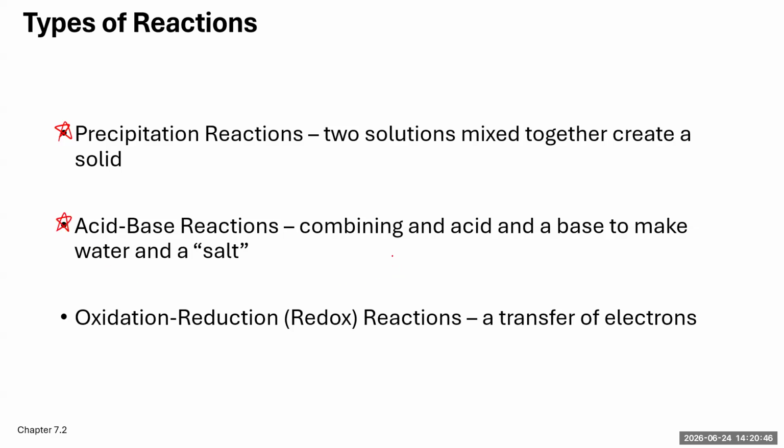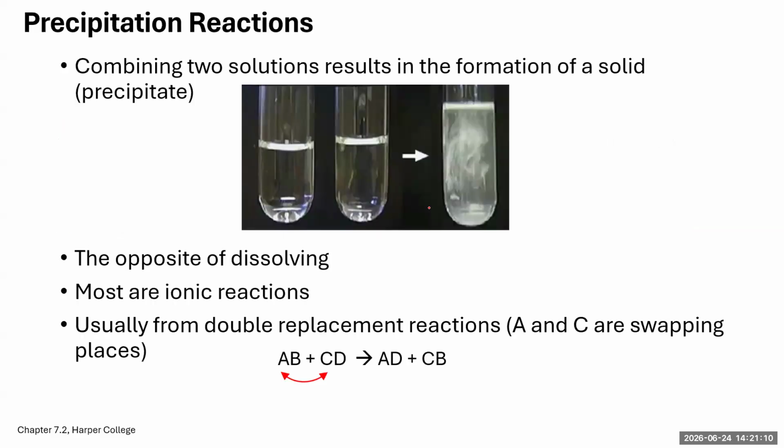Acid-base reactions combine an acid and a base to make water and a quote-unquote salt. This is going to be in the next lecture, but I'm just listing them here to keep track of them. Then oxidation-reduction reactions, also known as redox reactions, where there's actually a transfer of electrons, so we'll have to keep track of that as well. So 3 different ones: precipitation, acid-base, and oxidation-reduction.